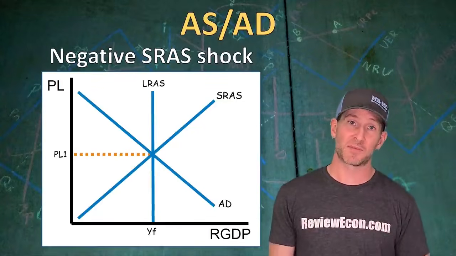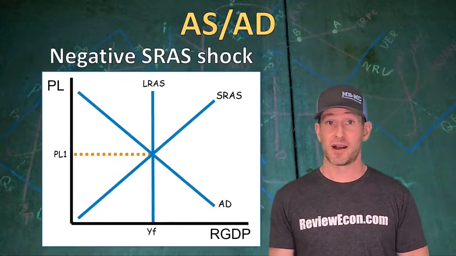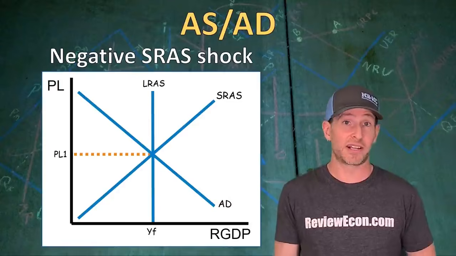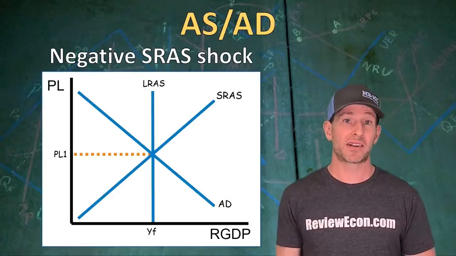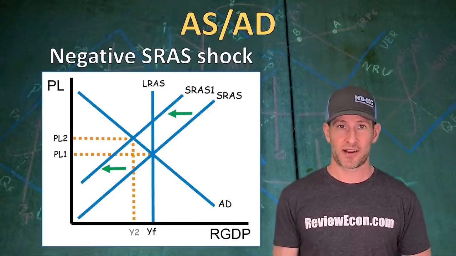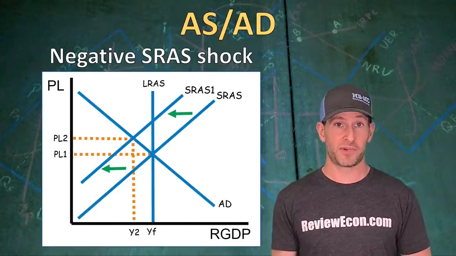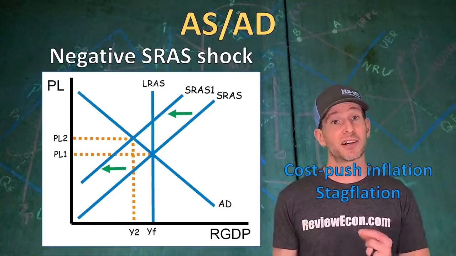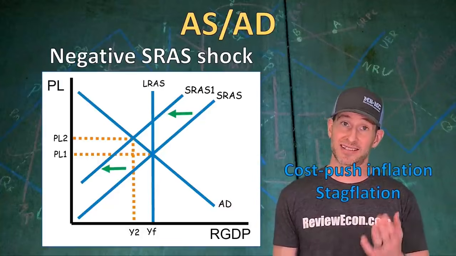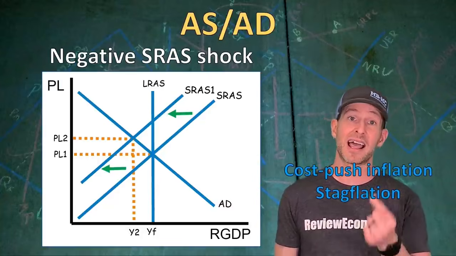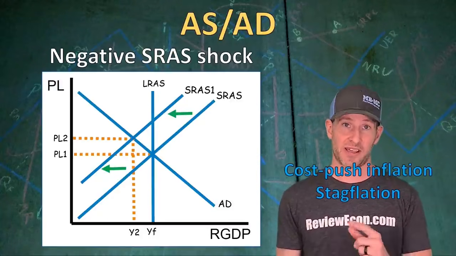If we have a negative supply shock to the economy, that would come from increases in wages or an increase in the price of oil. That could cause a leftward shift of the short-run aggregate supply curve. And now we have a higher price level and a lower quantity of real output. We call this situation cost-push inflation. It's also known as stagflation because we have higher prices and a stagnant economy with high unemployment.